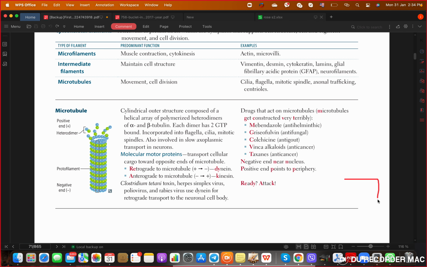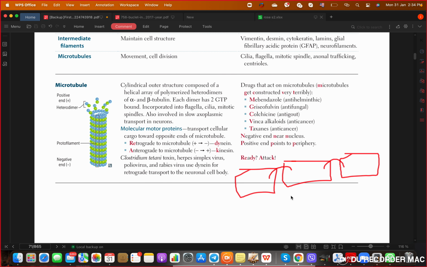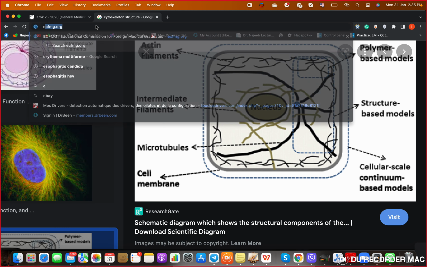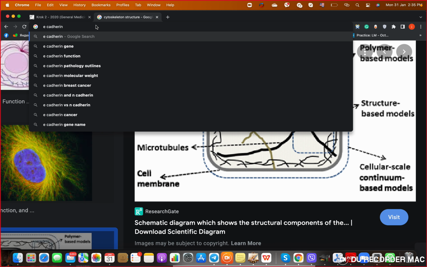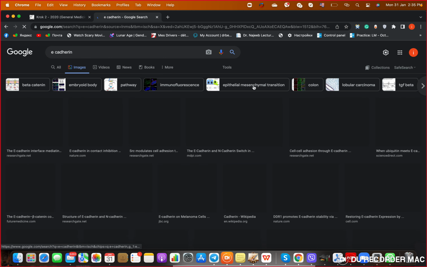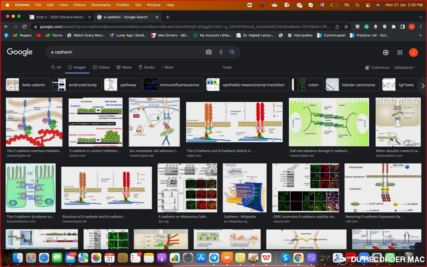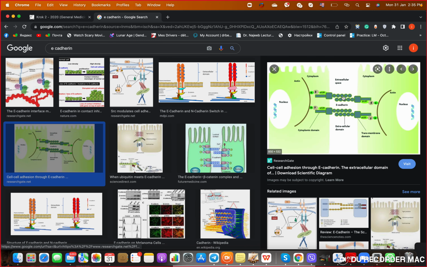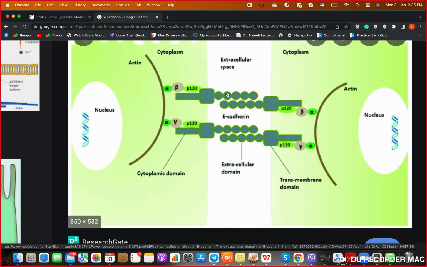So if we have two epithelial cells here, they can have some form of connection between them. This connection is called cadherin, mediated by something called E-cadherin. Let me just show you how it is. E-cadherin, like this. So this E-cadherin connects the two cells together. Can you see how it connects cell A with cell B?